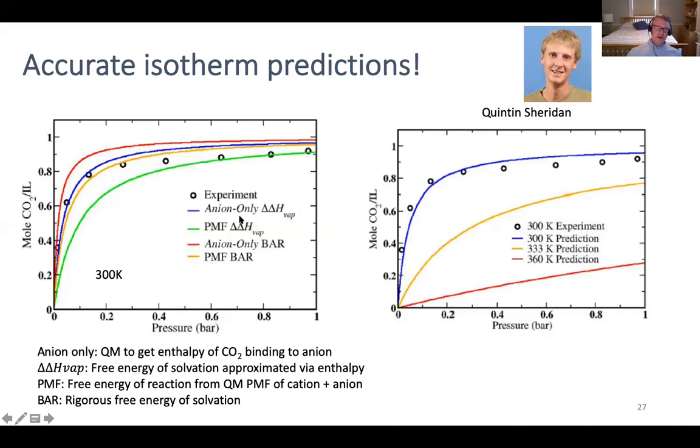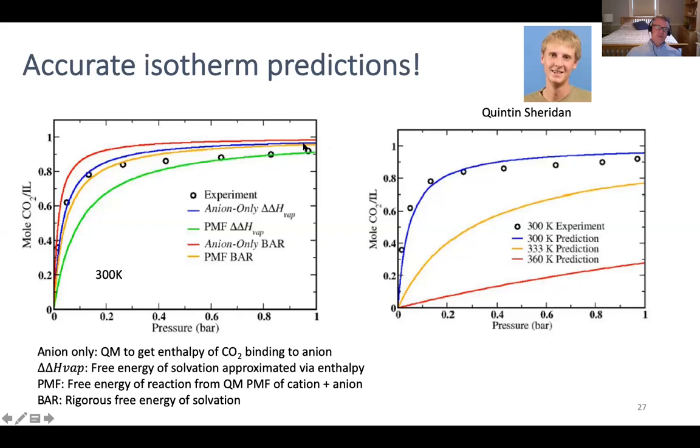I don't have time for the details of this. If people are interested, I can talk more about it. Basically, this is the BAR method that Richard was talking about. We used Bennett's acceptance ratio method to help us with the free energies. The most accurate calculation is this orange or yellowish line, and that does a pretty good job of matching most of the experimental data.